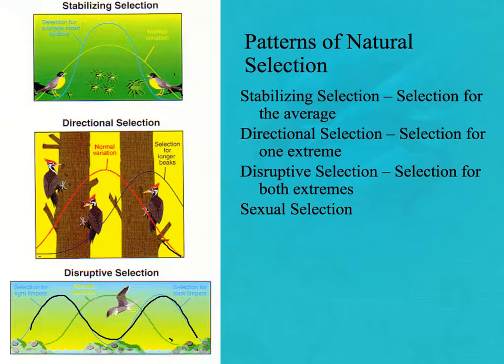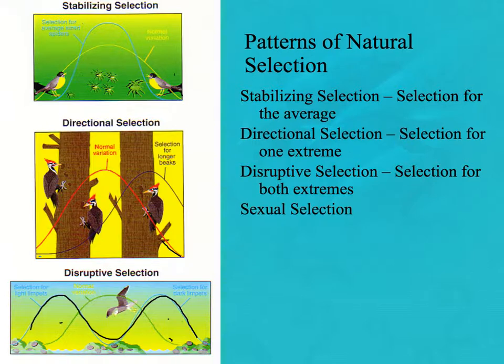You end up selecting for the extremes. The middle is lost. And actually, this could eventually lead to what we call divergent evolution. Now you end up with two different species because of reproductive isolation. There's nothing preventing the birds from going from this island over to the other island and breeding, other than their chance of survival.